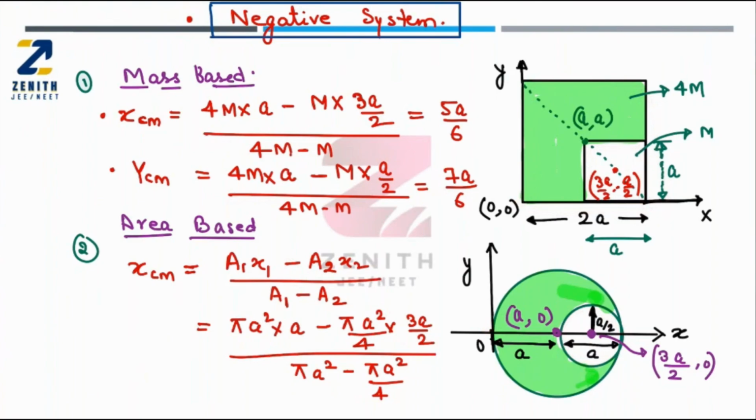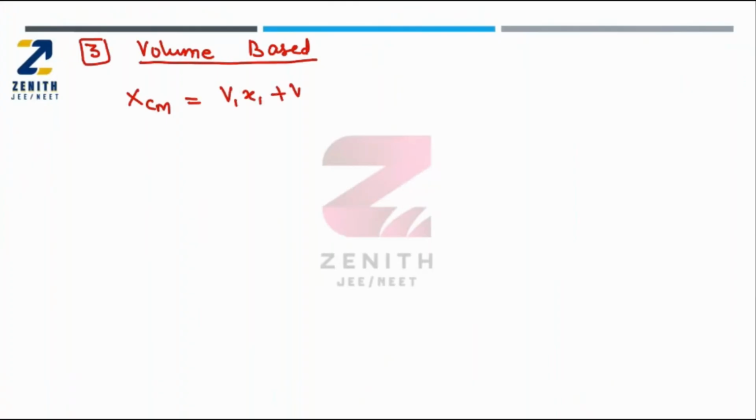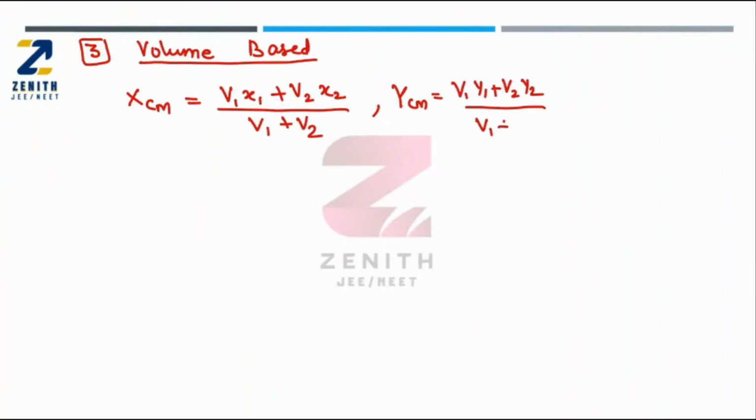Now let's move to the volume based. So mass based, area based, now let me focus on the volume based. The fundamental will be the same. Again, you have to use it for the XCM and YCM. Instead of A1, you will use V1, that means volume. So I can write XCM as (V1 X1 plus V2 X2) divided by (V1 plus V2). Similarly, YCM is (V1 Y1 plus V2 Y2) divided by (V1 plus V2).